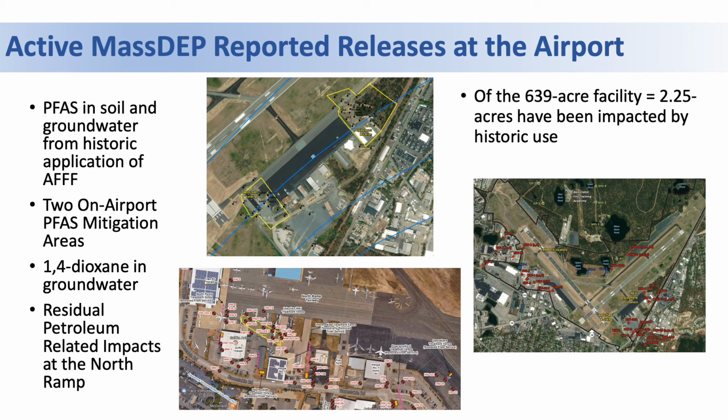Efforts are being made by the FAA to find a solution to AFFF. However, in the interim, the airport has identified 2 locations in which soils and groundwater have been impacted. In the summer of 2020, the airport mitigated those areas, and it accounts for approximately 2.25 acres. The airport is still investigating 1,4-dioxane in groundwater. And we just recently closed out a reported release at the airport on the north ramp associated with petroleum.